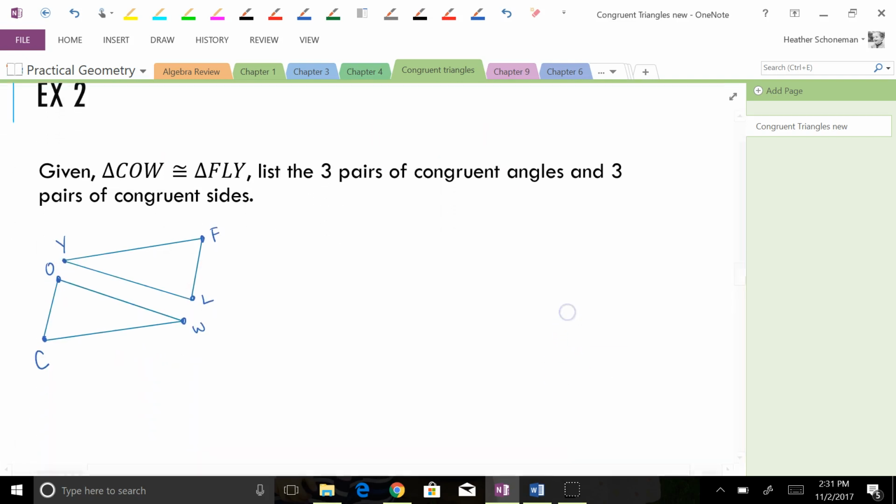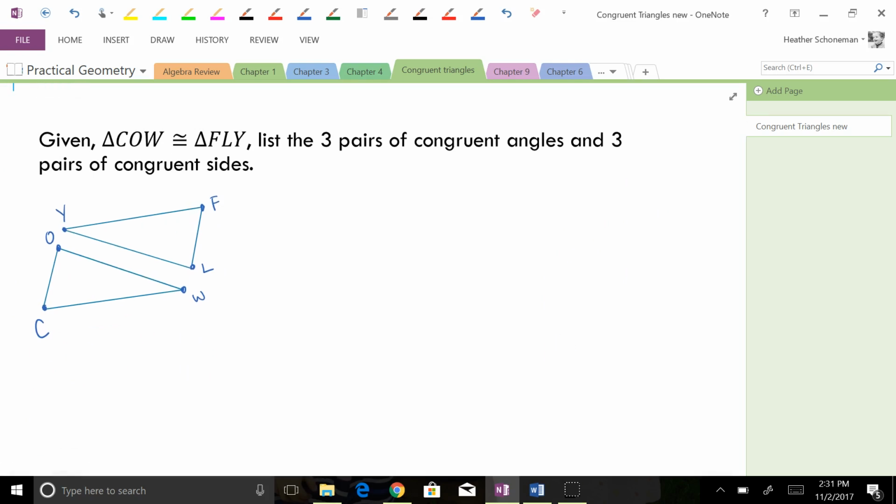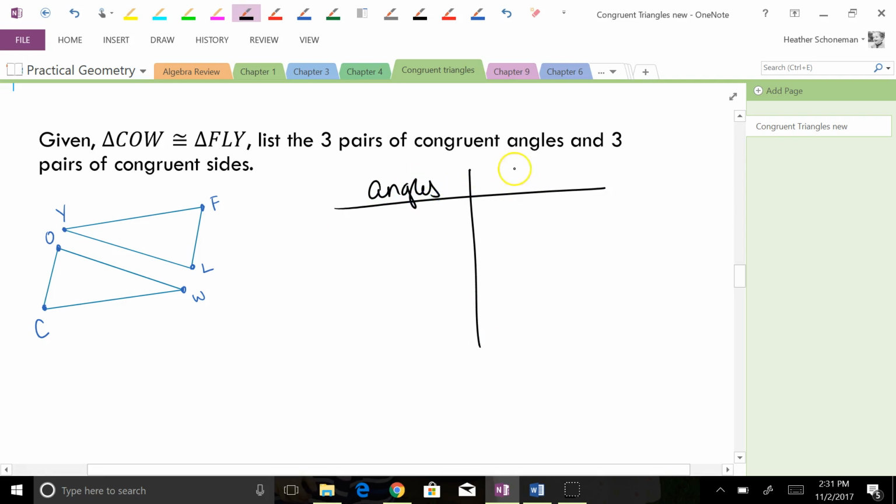Alright, given the 2 triangles are congruent, we're going to want to list the 3 pairs of congruent angles and the 3 pairs of congruent sides. We're going to practice writing our notation. Now when we do this, even though they give us this picture, you don't actually need it. So let's make a little table. We're going to have the angles and we're going to have the sides. And we're going to use this congruent statement to match up the corresponding parts.